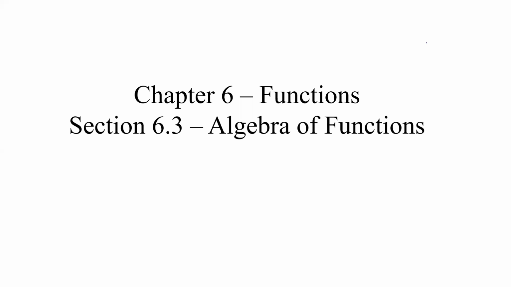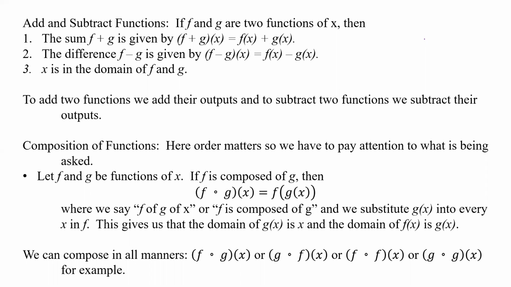Okay, continue with chapter 6 today on functions. This is 6.3, which is the algebra of functions. So we can add and subtract functions, and so if f and g are two functions of x, then the sum f plus g is given by (f + g)(x), or we can simplify that into f(x) plus g(x). Just take the actual function f(x) plus the function g(x), and we can add those together and we'll get (f + g)(x).